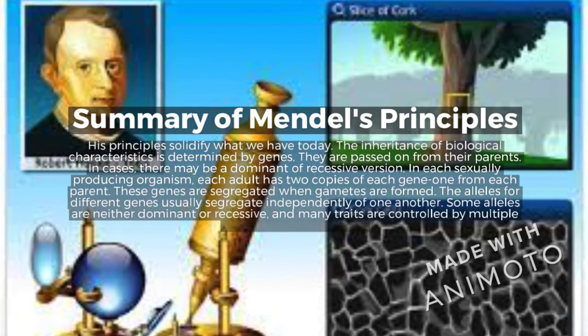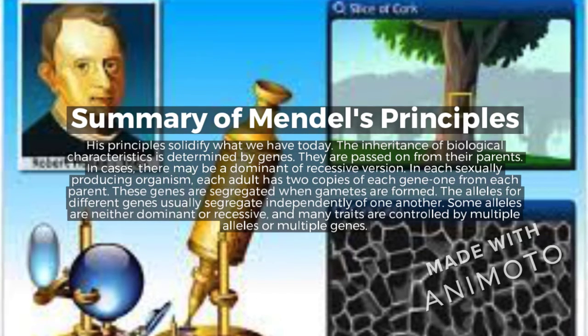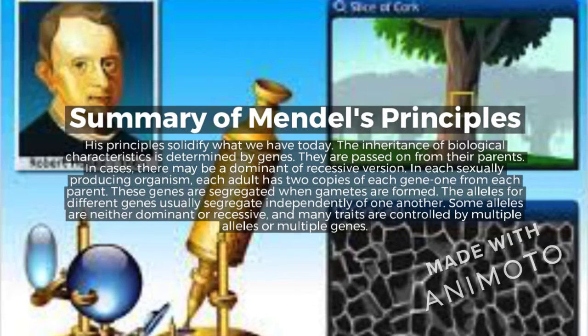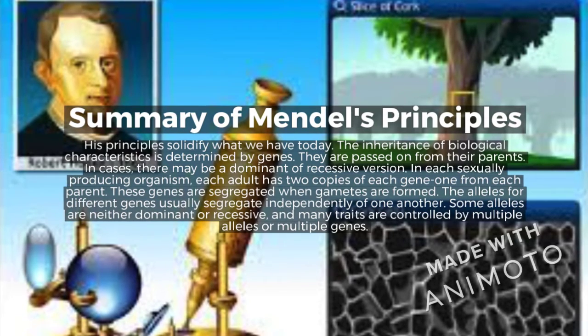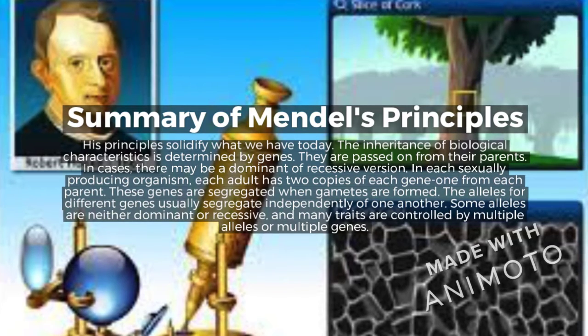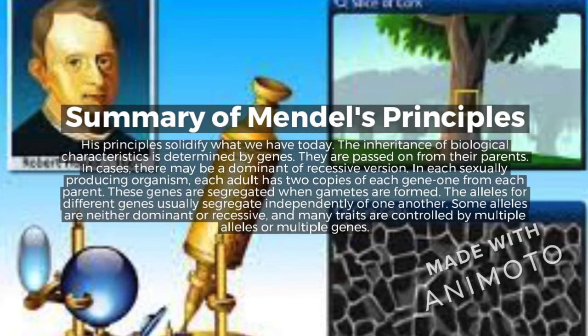Summary of Mendel's principles. His principles solidify what we have today. The inheritance of biological characteristics is determined by genes. They are passed on from parents, and in some cases there may be a dominant and a recessive version. In each sexually reproducing organism, each adult has 2 copies of each gene, one from each parent.